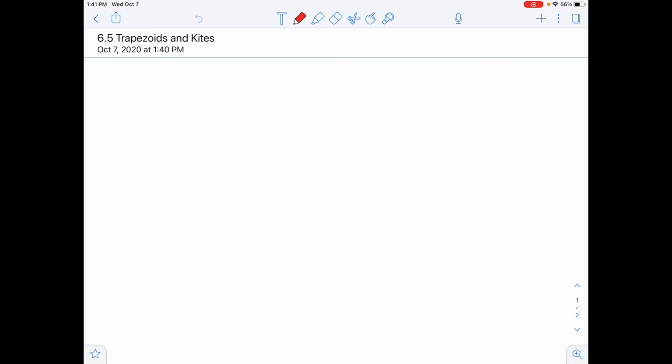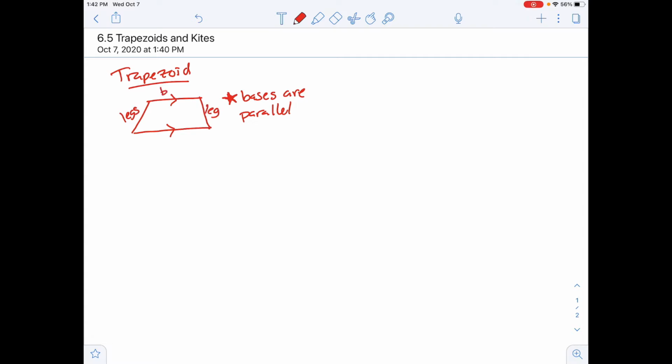So what is a trapezoid? A trapezoid, it's still a quadrilateral, but it has bases and legs. Now in a trapezoid, your bases are going to be parallel. And then your legs are what are connecting the bases. Here's a leg, here's the other leg, here's a base, here's a base. Okay, so that's a basic trapezoid. Now what we're really going to be talking about are isosceles trapezoids.